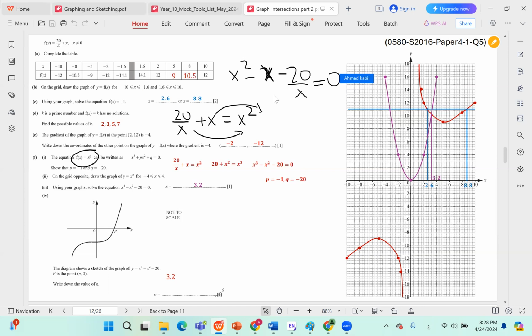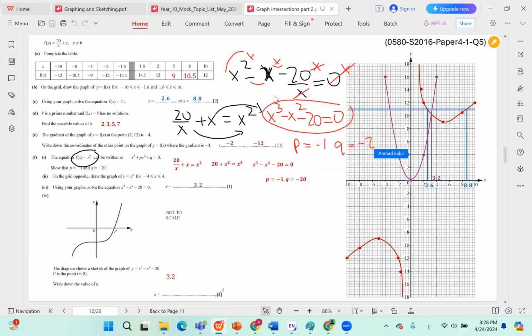Let's multiply everything by x to get rid of the denominator. So 0 times x, of course, is 0. 20 times x over x, these would cancel out, so you get minus 20. x squared times x is x to the power 3. Negative x times x would be negative x squared. So this is our equation here. And they want P and Q. P is the number next to x to the power 2, and Q is the number after it. So P will be -1, and Q will be -20.